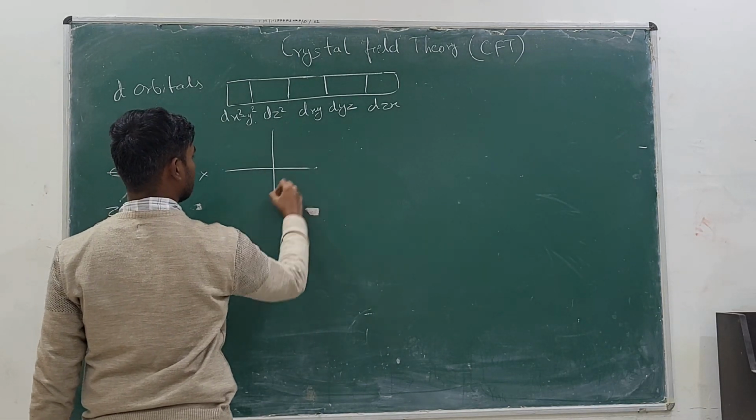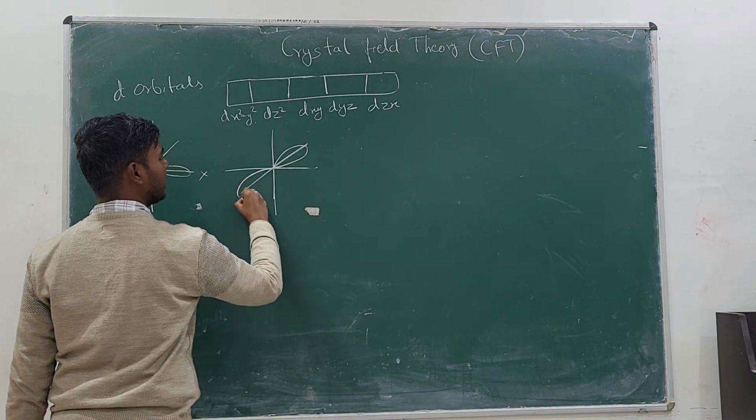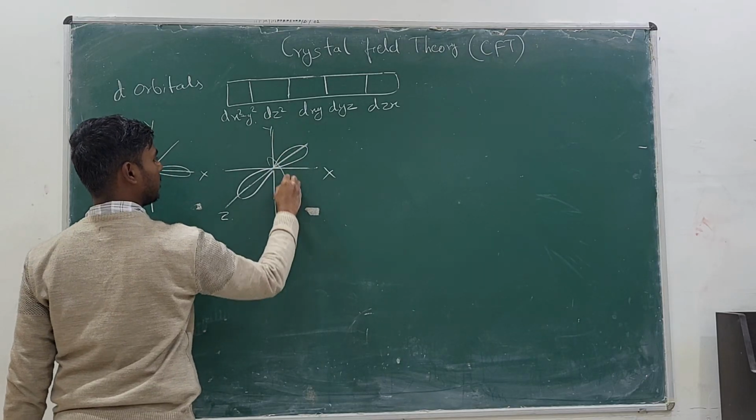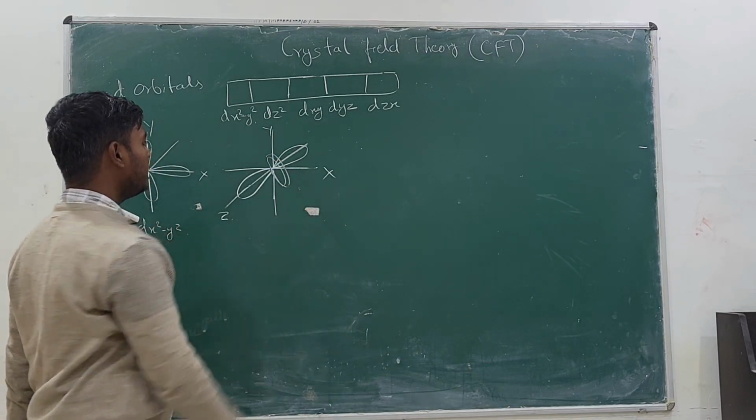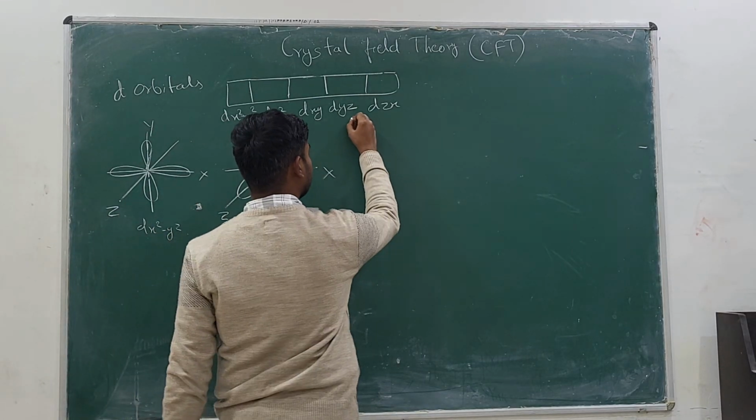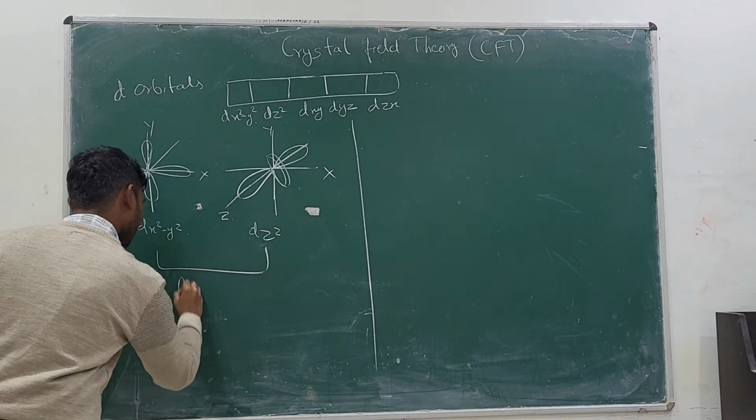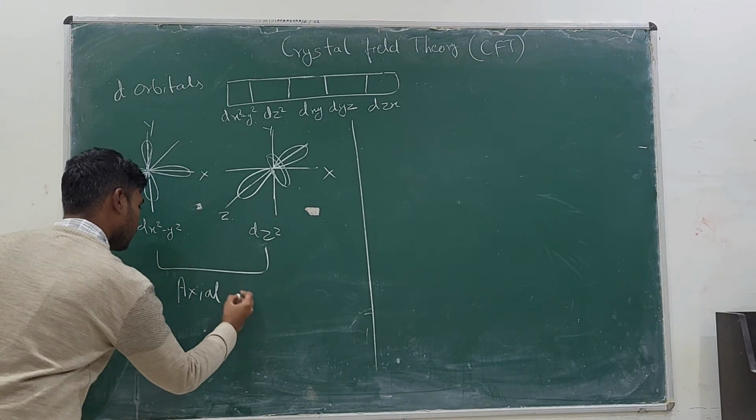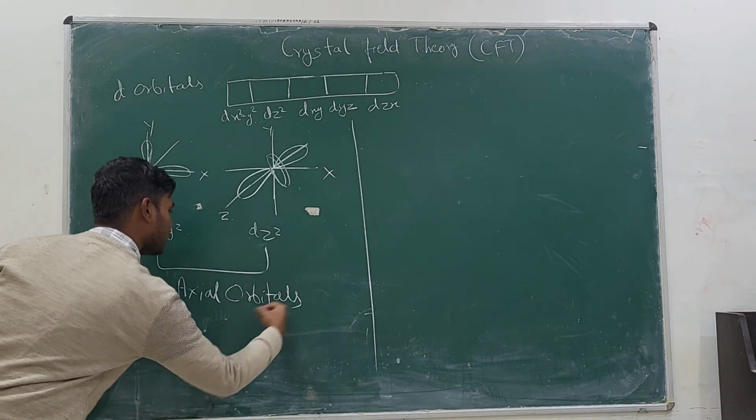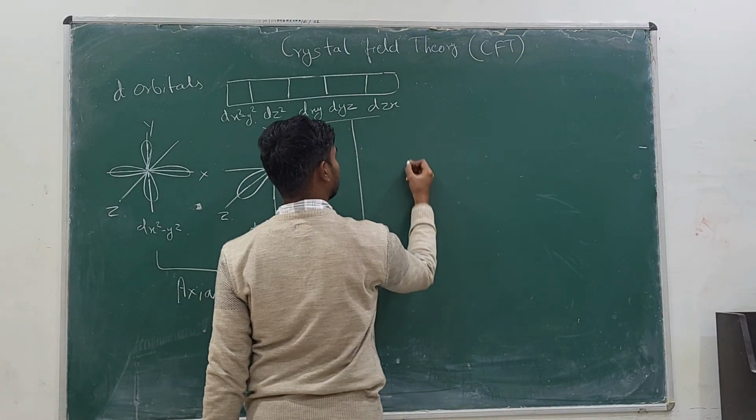Now we will see dz square. dz square is an axial orbital arranged along the z axis. This is our dz square. Moving forward, these are our axial orbitals. And these three are our non-axial orbitals.